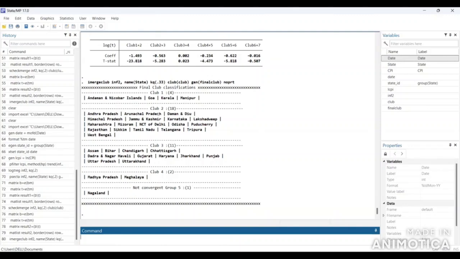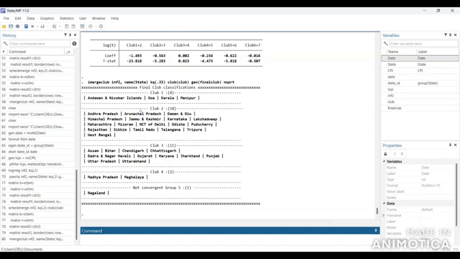So these 4 clubs are basically giving us the food and beverage inflation during the period of 2011 to 2020. There were no evidences of overall convergence. However, there are evidences of club convergence. Club convergence means that rural areas of different states are forming their own inflation clubs. For example, Manipur, Kerala, Goa, and Andaman, their inflation is more or less the same. On average, their inflation is converging.